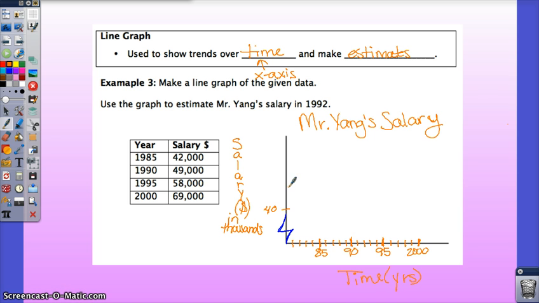So 40, 50, 60, 70. And then we can do maybe 5s in between to help us graph. So in 1985, he had $42,000. For 85, we're going to take that up to 42 and plot it. In 1990, he had $49,000. In 95, he had 58.